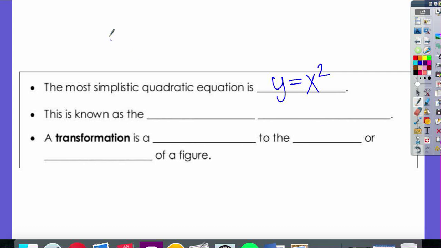If we go back to thinking about lines, technically the parent function of a line is just that perfect line that goes to the origin with a positive slope, which is y equals x. So that's the parent function of a line. The parent function of a quadratic equation is y equals x squared. Okay, so this is known as the parent function.